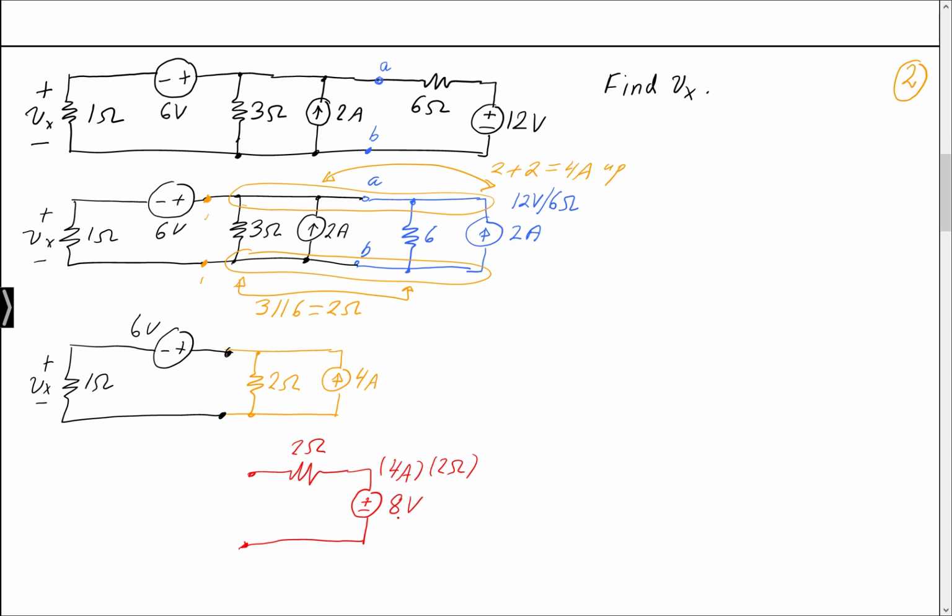And then to the left, I'll just redraw again, like this. It'll be my plus minus 6 volts.